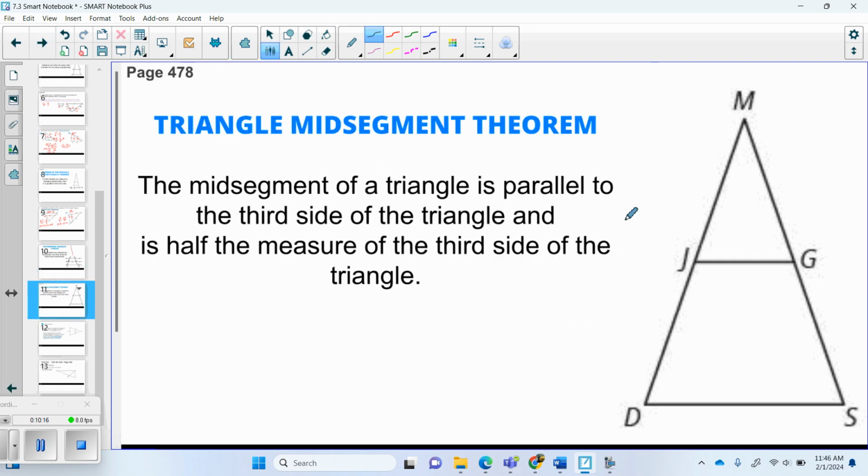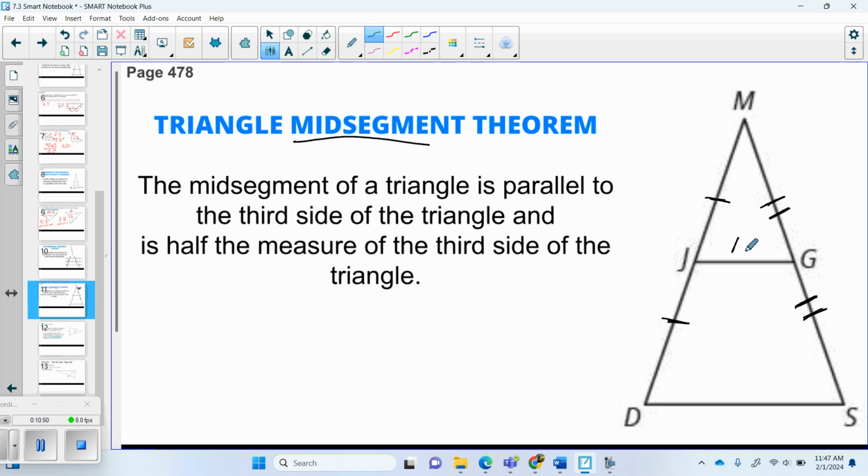Okay, we have the triangle mid-segment theorem. The mid-segment of a triangle is parallel to the third side of the triangle and is half the measurement. So mid-segment, let's go over what that is again. That's when this piece and this piece are the same, and this piece and this piece are the same. So let's see what we can do with this. So I know that's the same. The mid-segment is half the measure of the third side of the triangle.